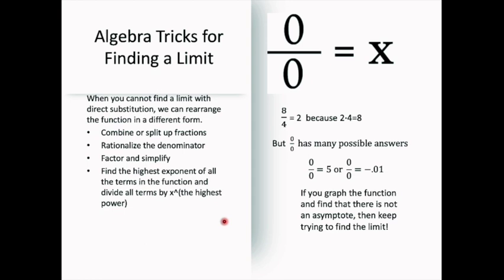Now, when we run into cases where we have weird situations like 0/0, we need to try to use some algebra tricks to manipulate the function in a way that we can use direct substitution. And that's what I mean by being creative. Before I go through some of the common methods, I want to go over what this means. When you encounter 0 divided by 0, this is what's known as an indeterminate form because we don't know what this means. It could mean many different things.